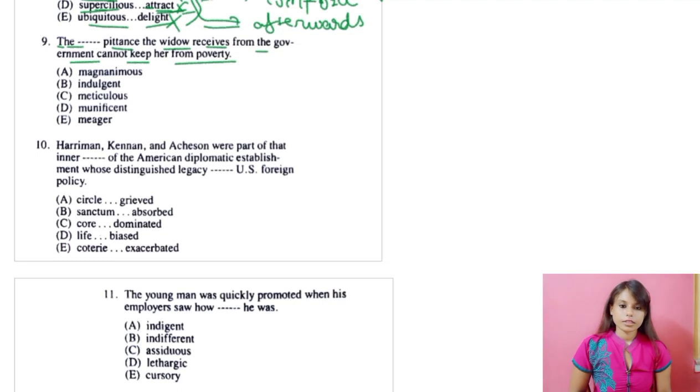So let us put these words and check which one is going the best. If I put magnanimous, the magnanimous pittance that the widow receives. Now magnanimous means kind, generous and forgiving. How can the pittance be kind or generous or forgiving? It's a thing. How can that thing be kind or generous? So this won't go at all.